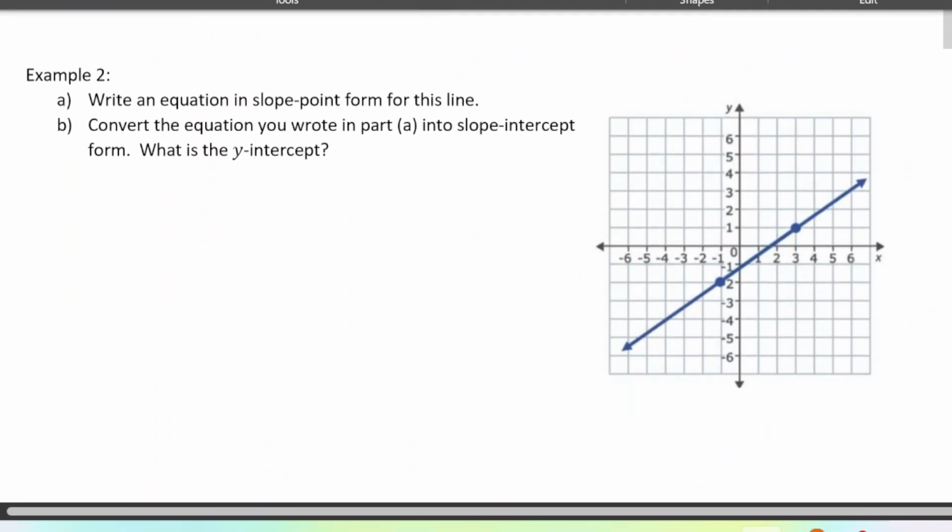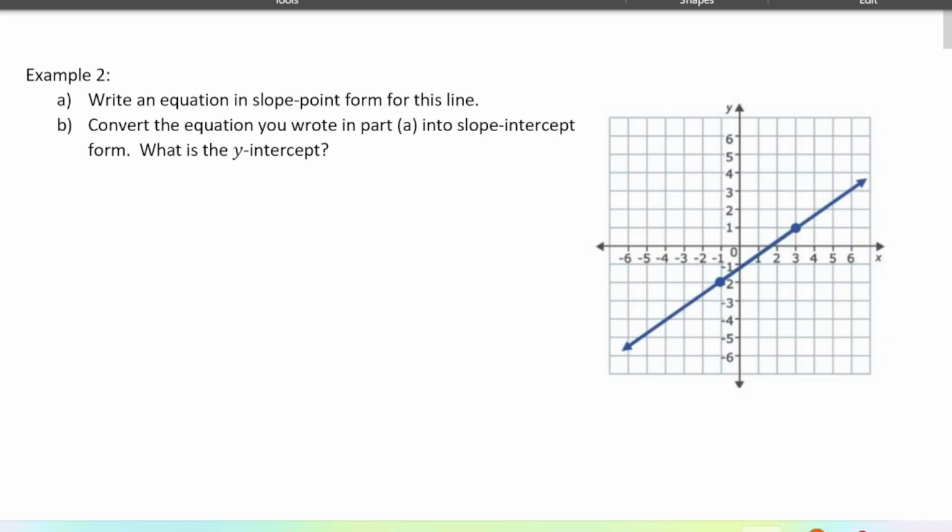Okay, this time we have a graph and we're going to write the equation. It says write an equation in slope point form, and for part B, convert the equation you wrote into slope intercept form. What is the y-intercept? Okay, so let's do part A.